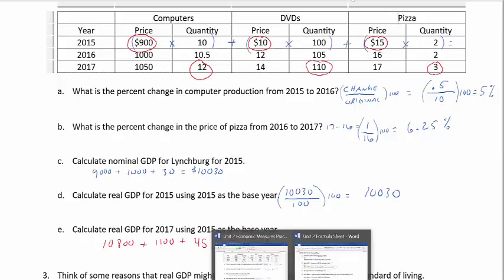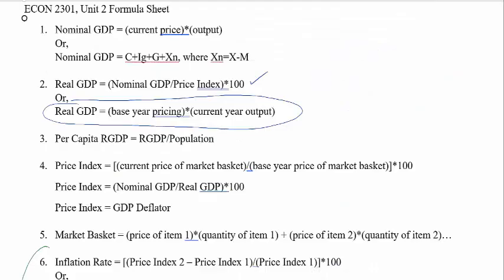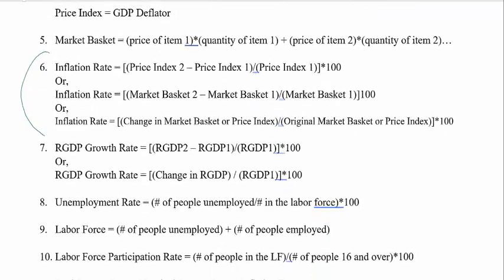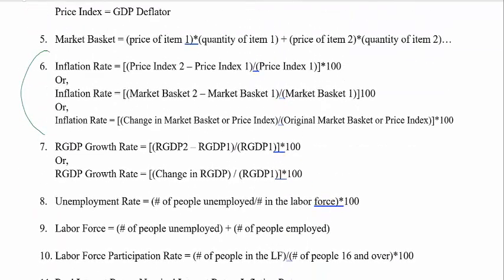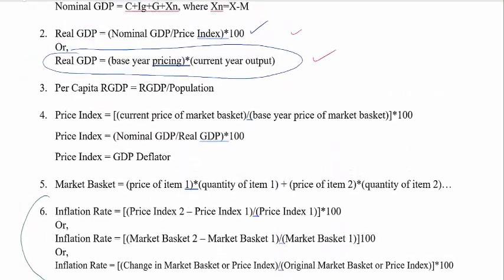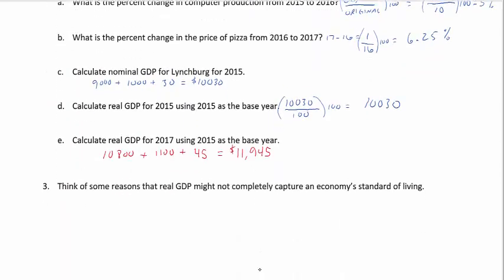We used several formulas here. Okay, we used the nominal GDP formula, we used real GDP both ways on that problem, and I believe we used these rate of change formulas. Okay, we didn't call it an inflation rate or a real GDP growth rate, but that's how we calculated the change in pizza production and the change in price of pizzas. Alright, so let's roll to the next problem.